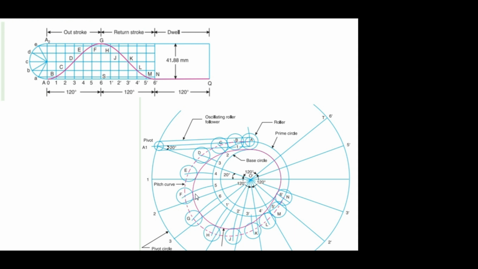Now from the point of representation, give all the names like roller, prime circle, oscillating follower, oscillating roller follower, pivot, and pivot circle, what is the cam profile, what is the pitch curve. Show all these angles, base circle, so you will get maximum marks.